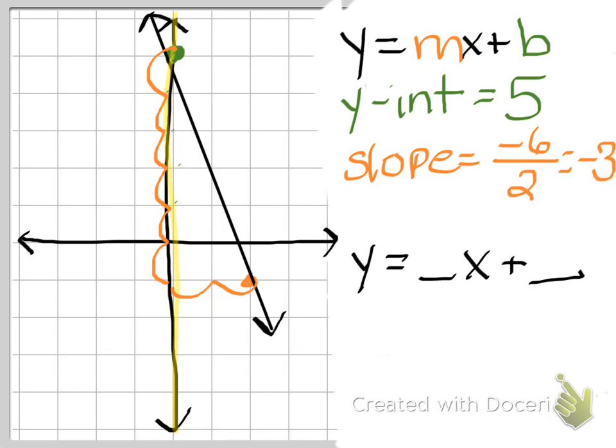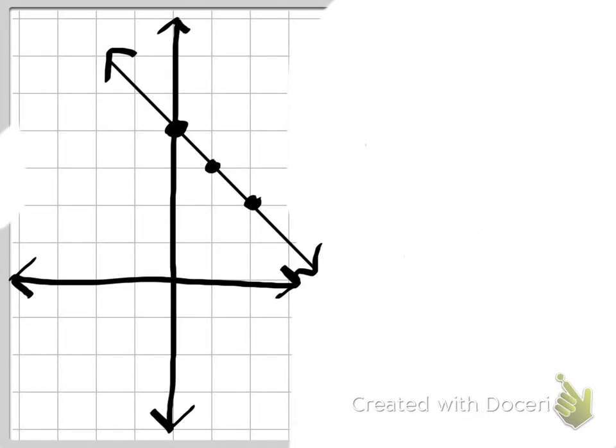Last but not least, I substitute my numbers into the equation. So y equals negative 3x plus 5. So that is the equation for the line that is graphed. Okay, so you need to look at where the line crosses the y-axis so that you can find your y-intercept, and then you can find the slope. And remember, you can find the slope between any 2 points on this line. It does not matter which points you're using.